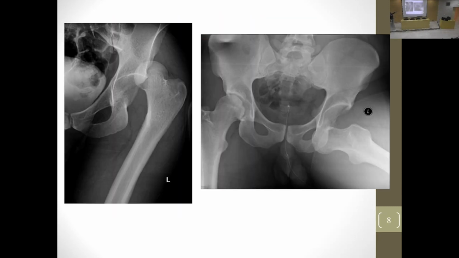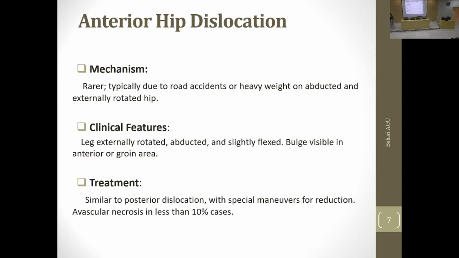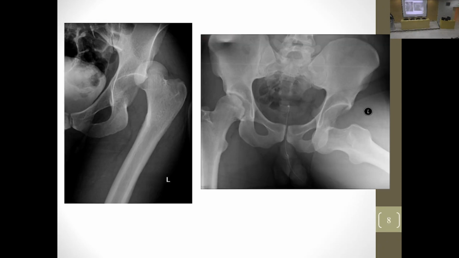Okay, this is on the left side. That one is the anterior hip dislocation, and here is the posterior hip dislocation. This one is posterior, that one is anterior. You see here the acetabulum and the head is outside, more posteriorly, and here the acetabulum and the head is more anterior to the pubic bone on that side.